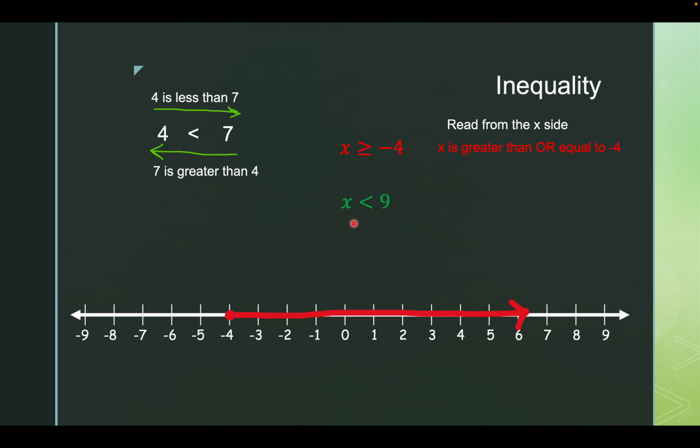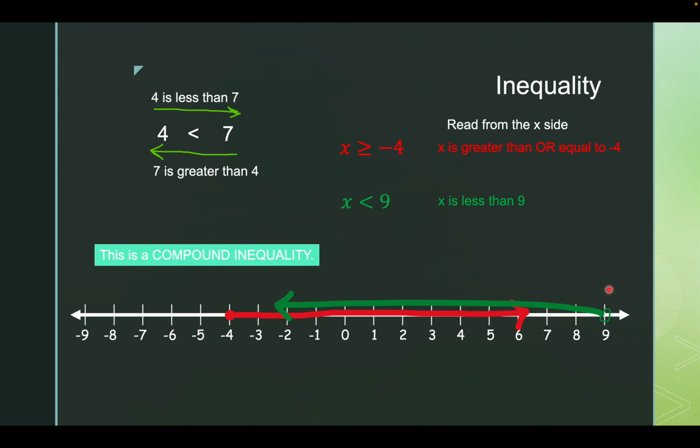In this inequality, we don't have an equal to sign. It says that x is less than 9. When we go to graph it, we need an open circle. That just means that it can't be equal at 9. But this is where the graph starts, and all the x values go to the left because they are less than 9.